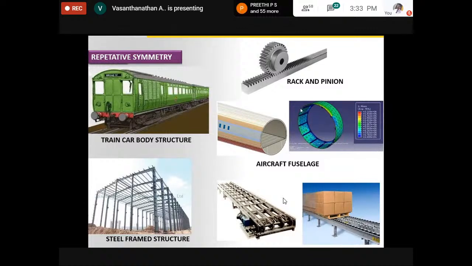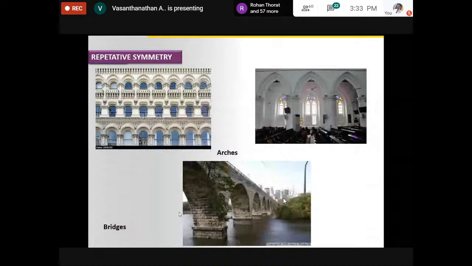Rack and pinion: if we are seeing a rack and pinion, just see the shape of the rack. It's a very long structure. Why not for conveyors? We are seeing conveyors in many applications. You can see them in all the cement factories, textile mills or process industries, even in airports, even for goods transportation. Conveyors have the same type of linkages repeated. You can apply this repetitive symmetry for all the steel framed structures. Repetitive symmetry is applicable, and why not for constructions like arches and bridges? You can simply analyze one arch and conclude your results.